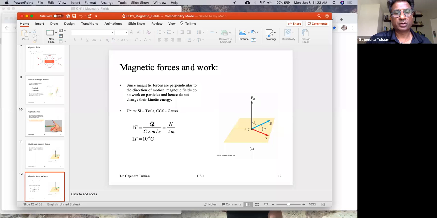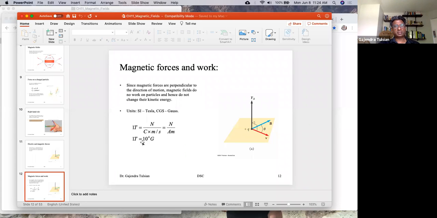So the units for magnetic fields are newton per coulomb per meters per second, and coulomb per second is an ampere, so newton per ampere meter. And this combination is called a Tesla.